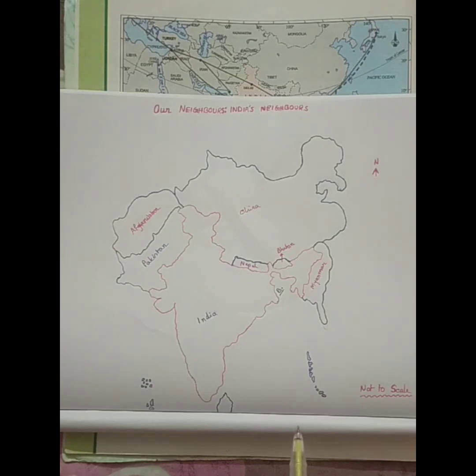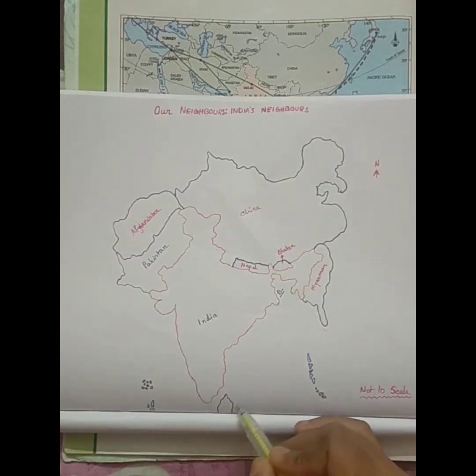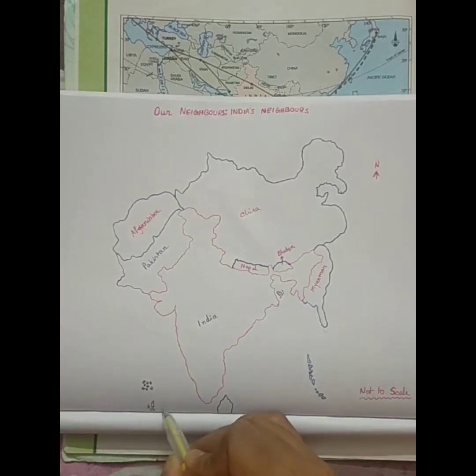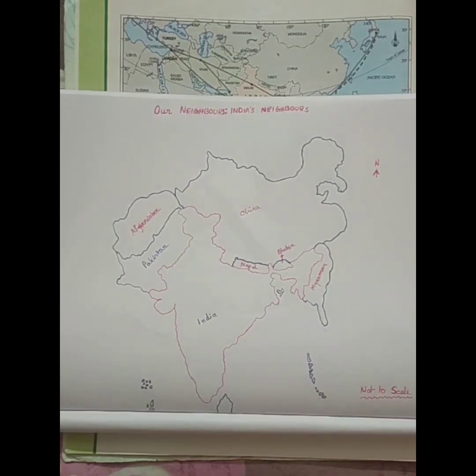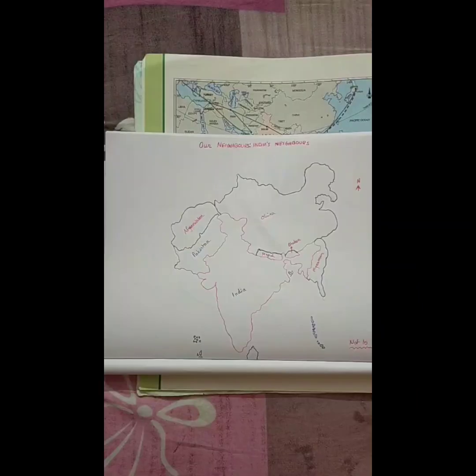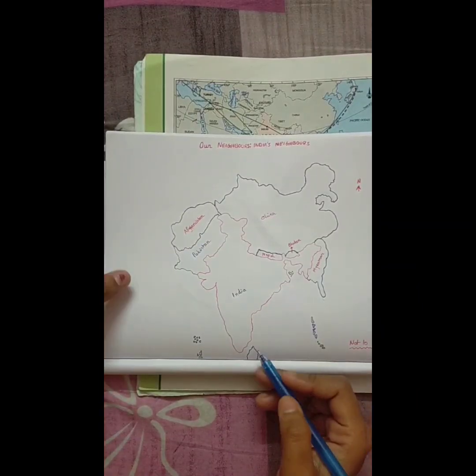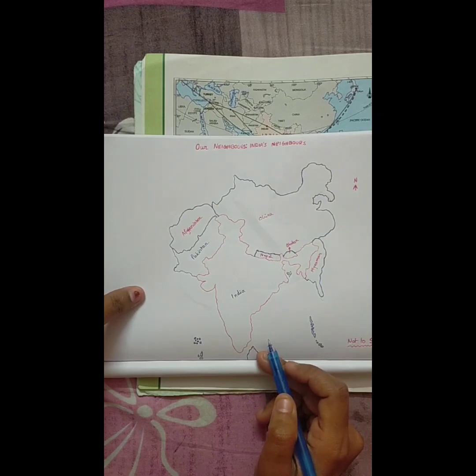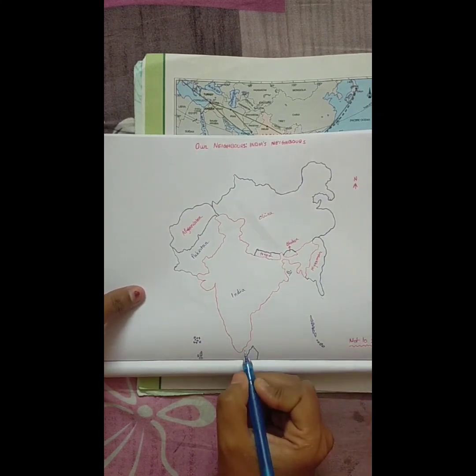And India has two neighboring island countries. The names of those countries are Sri Lanka and this one, Maldives. India shares land boundaries with these countries and India has two neighboring island countries. So this is Sri Lanka and this is Maldives. Our neighboring country Sri Lanka is separated from India by a narrow channel.